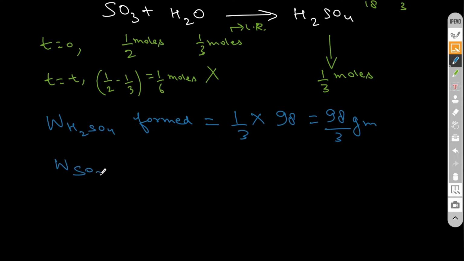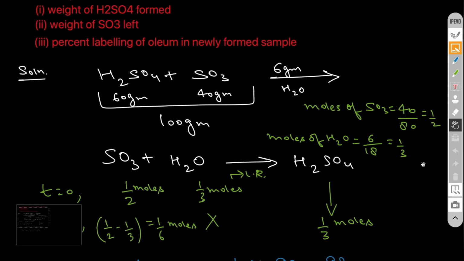In the second part, we have to find the weight of SO3 left. So it will be moles multiplied by molecular weight. How many moles of SO3 is left? It is 1 by 6 multiplied by 80 gram per mole. It will come out to be 40 by 3 grams.